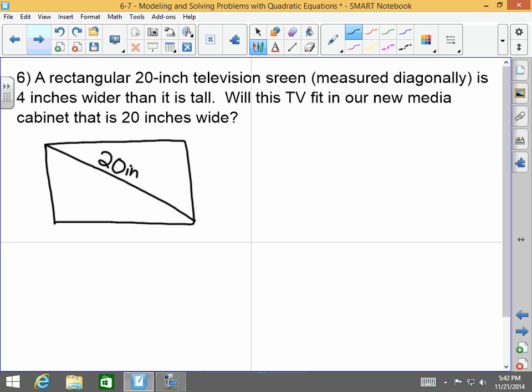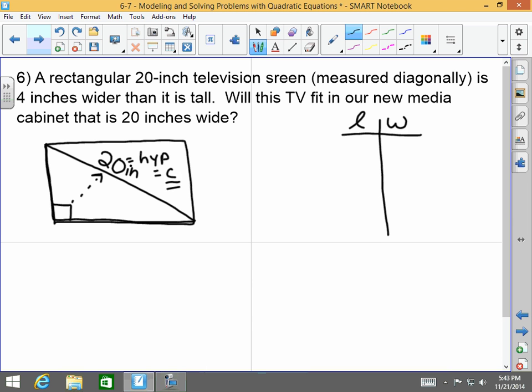So a rectangular 20-inch television screen is 4 inches wider than it is tall. So I basically have a length and a width here. It's rectangular. Remember that rectangles have a 90-degree angle at each corner. So this guy here, this is my hypotenuse. That's my c. Try to remember that.